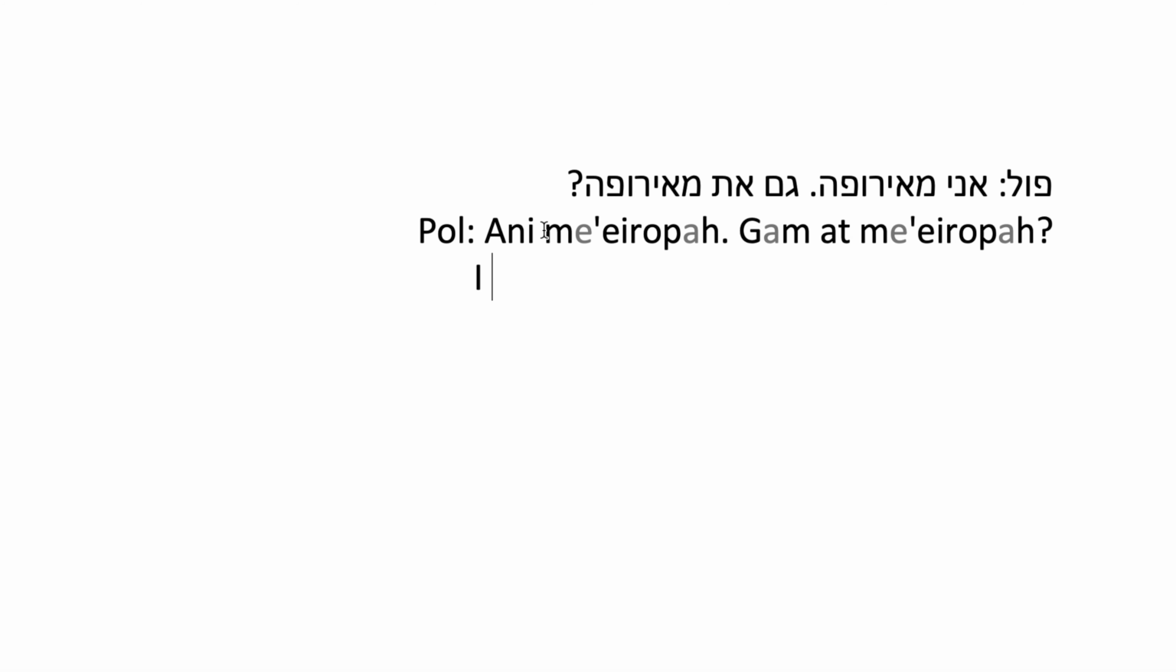So I, and we saw the me just a minute ago in me'efo atah. Me means from. From where are you? And now he answers, Ani me Europa. I am, or I, from Europe.